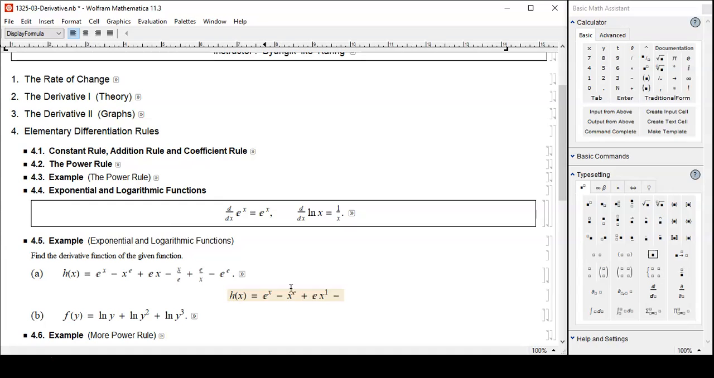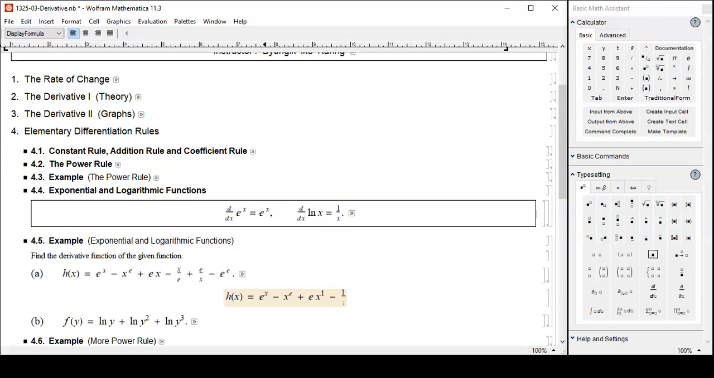And x over e, that looks like a fraction, but as a matter of fact, that too is a power function. 1 over e times x. Again, this is one power. Now e over x, what is it? e times x to the what power? Negative 1 power. Finally, e to the e power. Well, that's actually a constant.